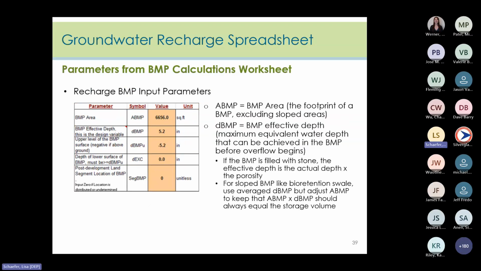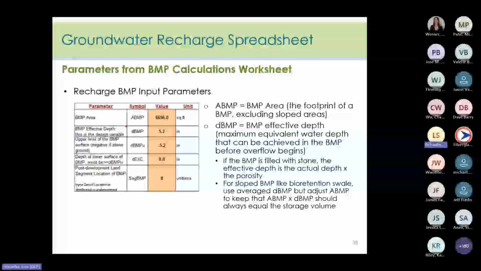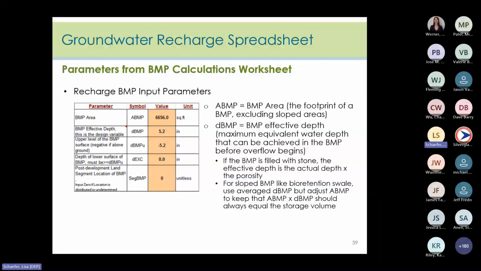Now for the parameters for the upper left corner of the BMP worksheet. ABMP is the BMP area for infiltration. The sides of the BMP, which are quite often sloped, are not counted for infiltration. Therefore, they cannot be counted for groundwater recharge.